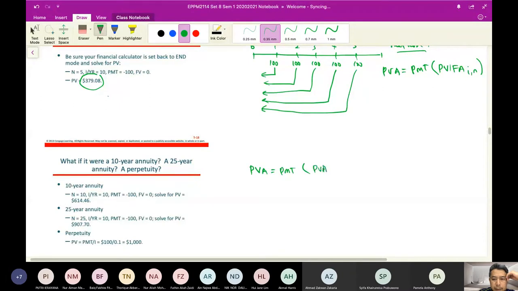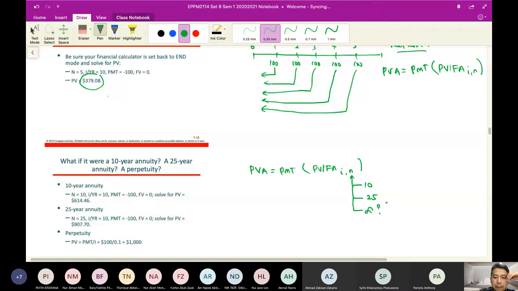Present value annuity, PBIFA. Present value, PBIFA, I, and for this change. The first one changes to 10. The second one changes to 25. Look at a different column. How about if it is infinity?